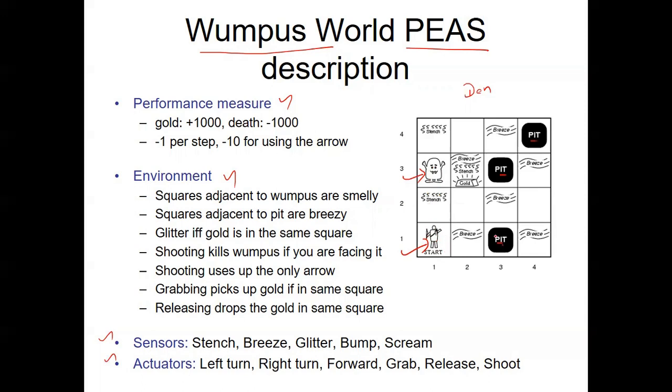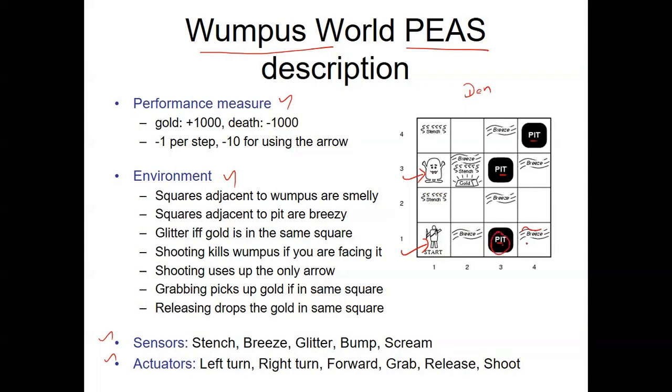The rooms that are adjacent to the pit, there will be a breeze in those rooms. Whichever rooms are adjacent to a pit, there will be a breeze. Adjacent in the sense they should be adjacent in the straight way, not diagonally. So for example, here there is a pit.